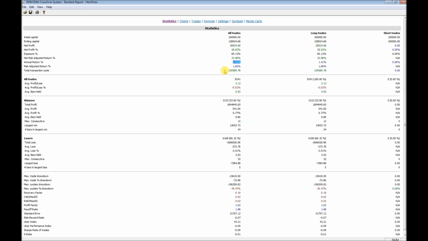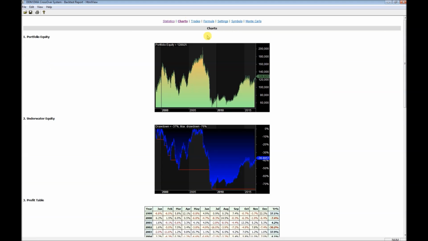If you look at your transaction costs, they far outweighed your profit. But it did cover your transaction costs. You can see your statistics went down a little bit. Your winners are about 34%. Your losers are about 66%. You still have that payoff ratio, rather, of about 1.98. And then if we look at your drawdown, it increased quite a bit. Your maximum system drawdown was almost 80%. Now, I would argue that I don't really know anyone that would be able to weather that kind of a drawdown.